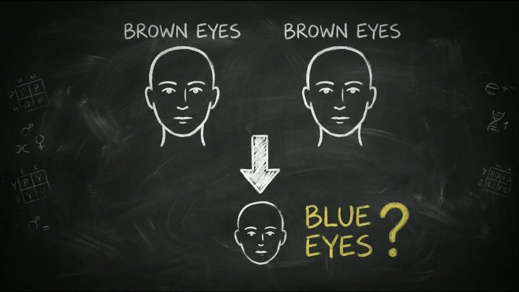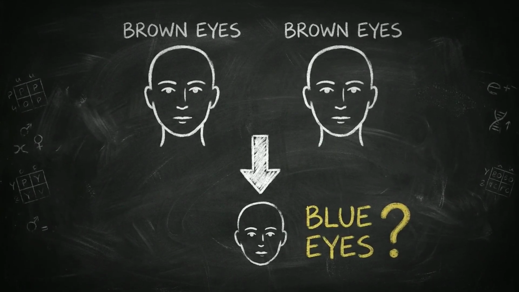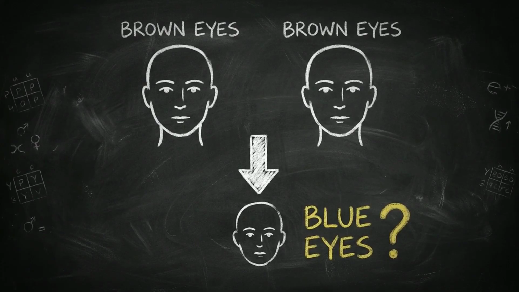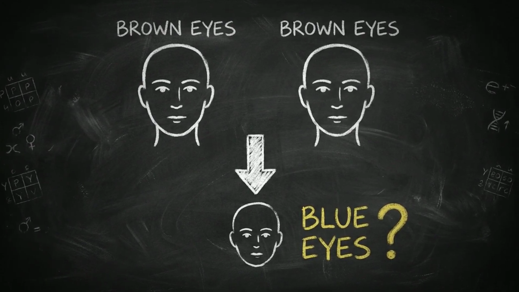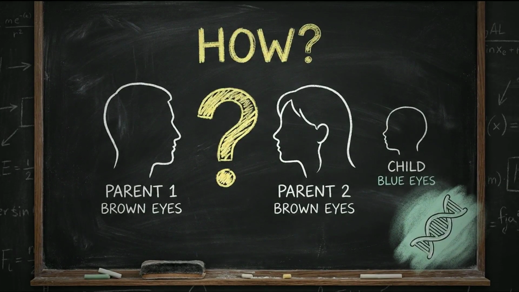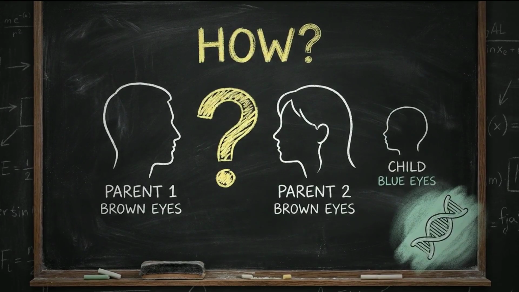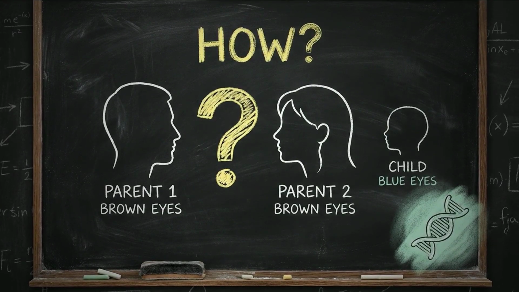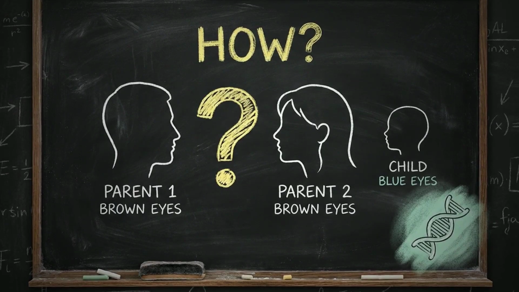Two parents, both with brown eyes. And then their child arrives with blue eyes. Where did that come from? Neither parent shows it, and yet there it is, undeniable, written in the child's face.